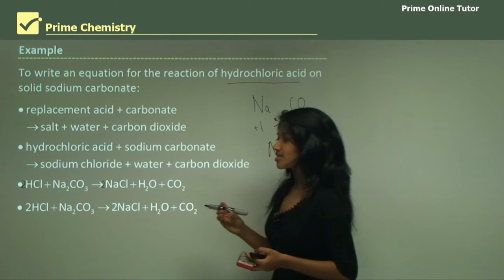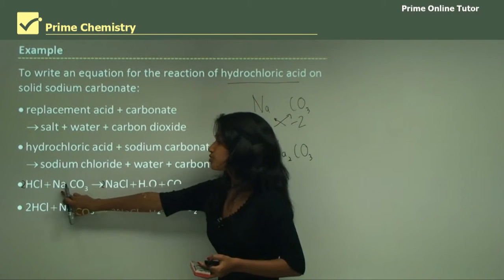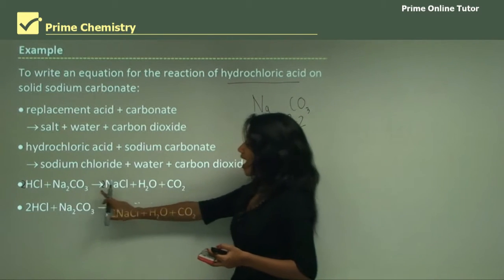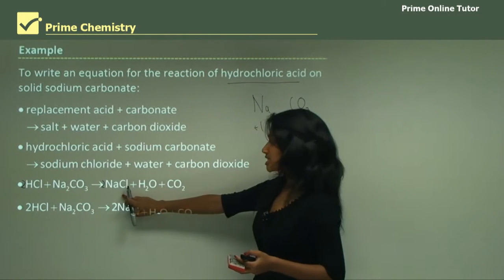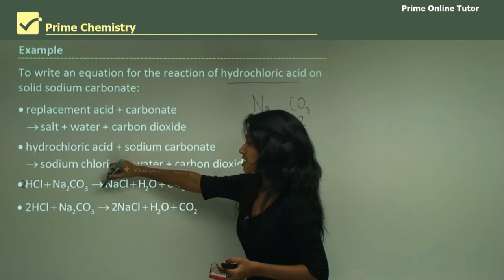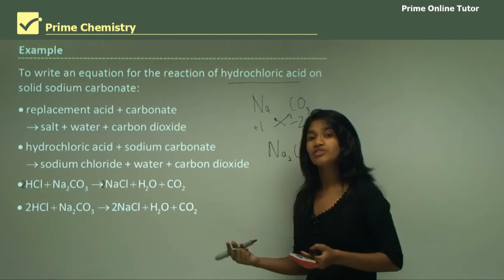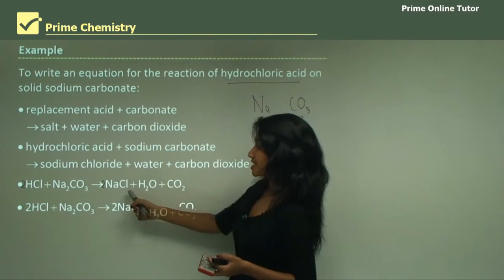Now let's balance the sodium ions. We have 2 sodium ions here. And we have 2 sodium ions on this side as well because Na is multiplied by 2 due to the coefficient of 2 in front of NaCl.